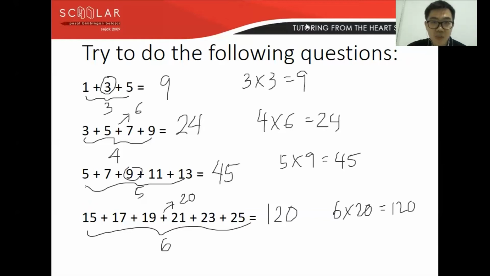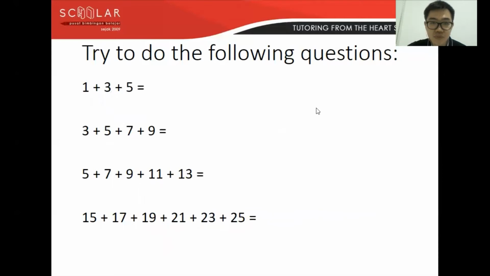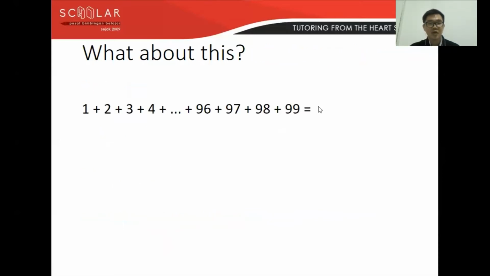Okay, so what about the next question? You have 1 plus 2 plus 3 plus 4 all the way to 99. Now this is a long list of numbers and hence it is not possible anymore to find where the middle is. So how are we going to do this? Here we are going to apply something called the number pairing method.